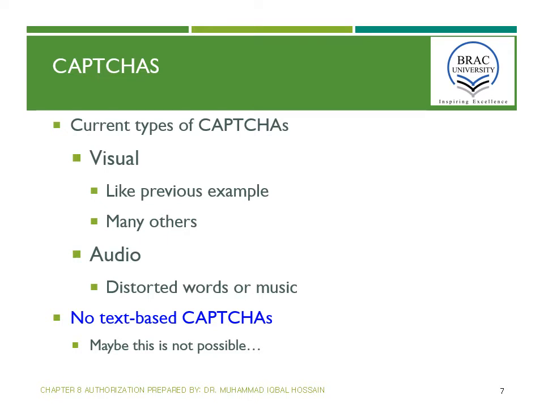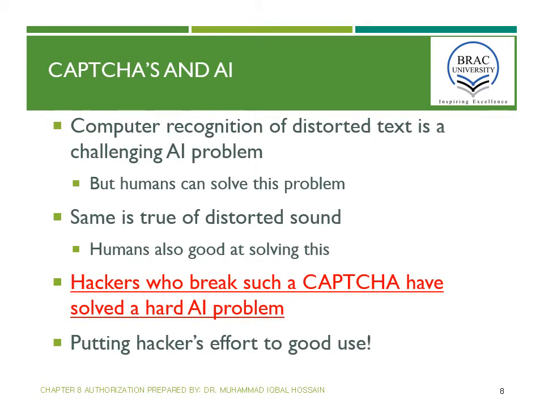This book was actually written a couple of years ago. But nowadays the techniques have changed. So there is a relationship between captcha and AI. For example, we were talking about distorted text. So we are assuming it is difficult for machines, but is it?